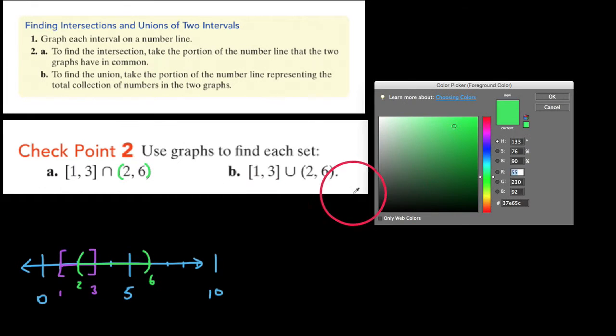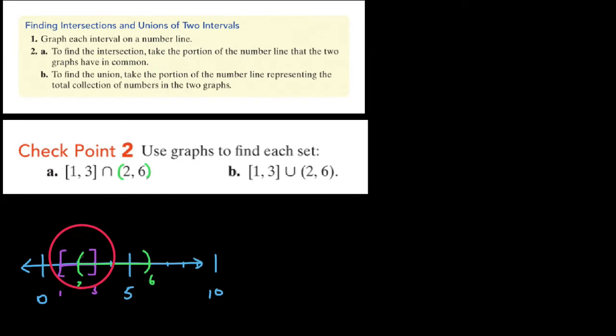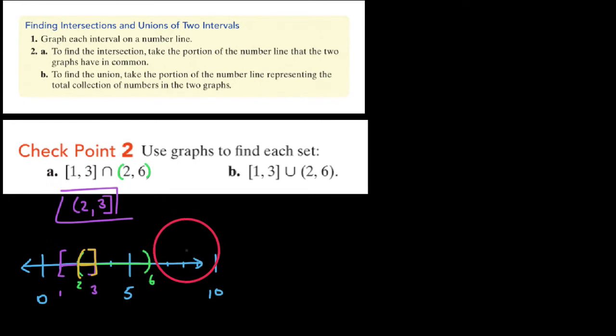So when we discuss the part of the number line that they have in common, we're talking about the intersection of these two things. I see that it's right here. We have this open end and this closed end of this interval, and everything in between there would be what they have in common. So the intersection of these two sets, if we're going to write this, we would say starts at 2 and goes up to and includes 3. This would be the intersection of those two sets.